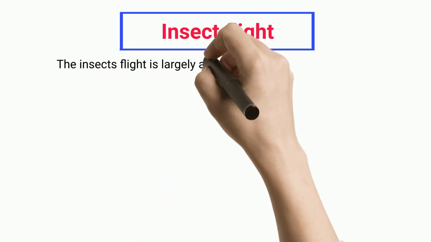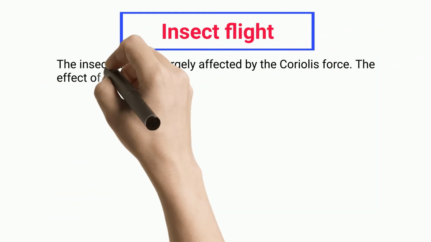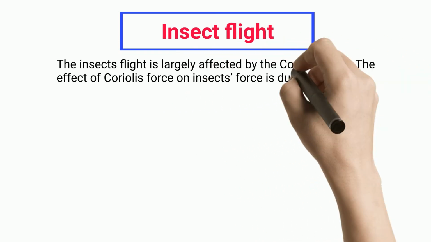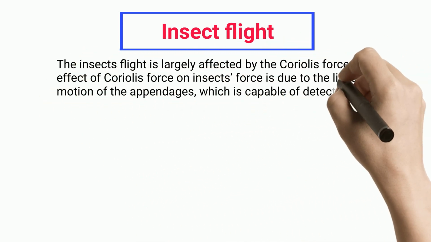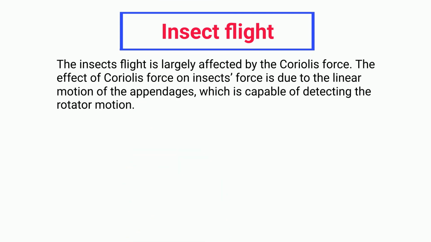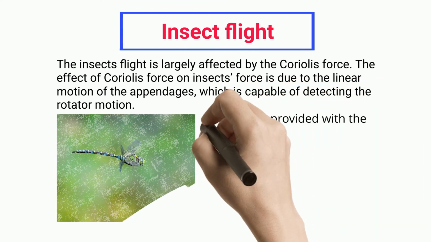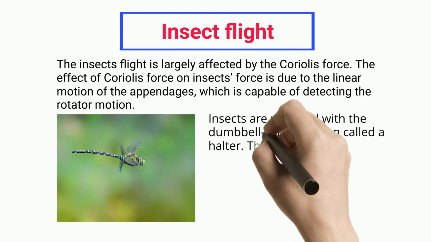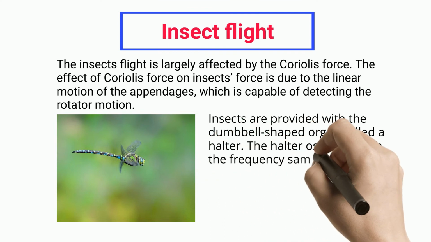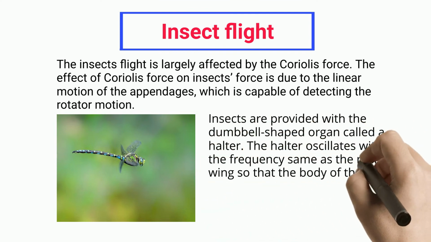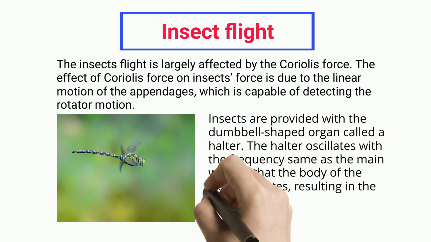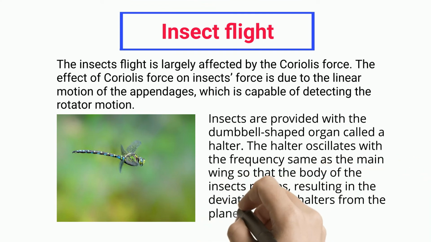Insects. The insect's flight is largely affected by the Coriolis force. The effect of Coriolis force on insects is due to the linear motion of the appendages, which is capable of detecting rotational motion. Insects are provided with a dumbbell-shaped organ called a halter. The halter oscillates with the same frequency as the main wing so that the body of the insect rotates, resulting in the deviation of the halters from the plane.